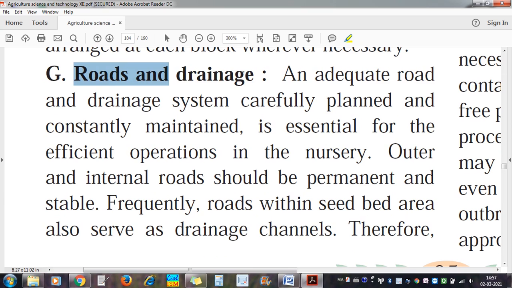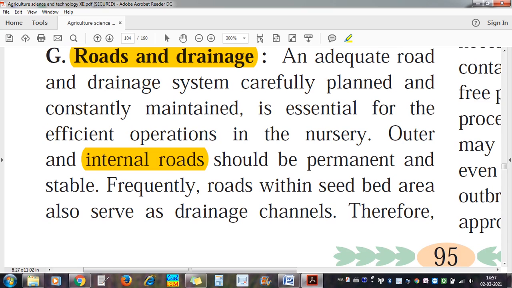Come to another point, that is the requirement of roads and drainage. Roads are required for taking input and taking out the output, and they should be of sufficient width. At least 5 to 6 feet width should be there, so it will be sufficient to carry the material. So this is important. Now there may be a main road, internal roads, and permanent stables can be made, and the roads are to be made.